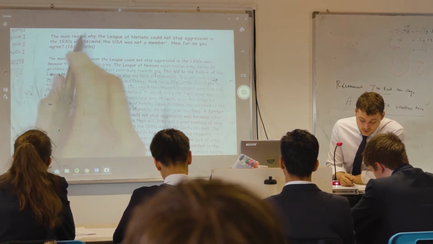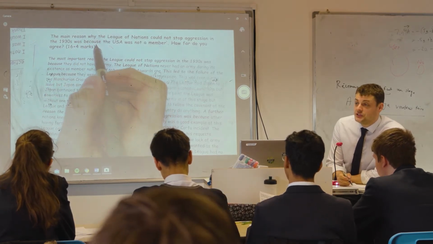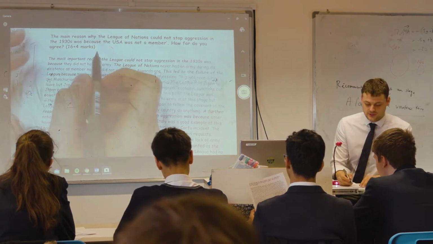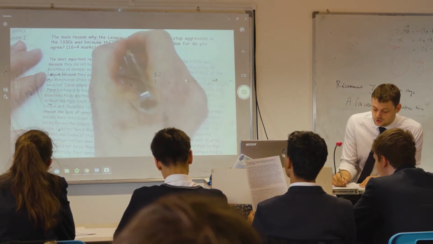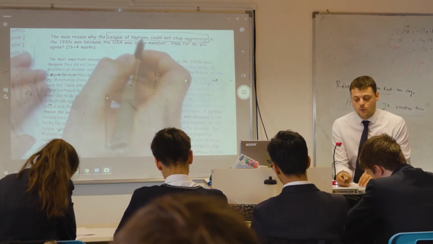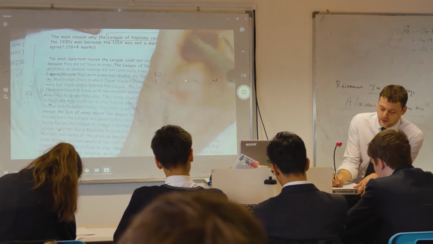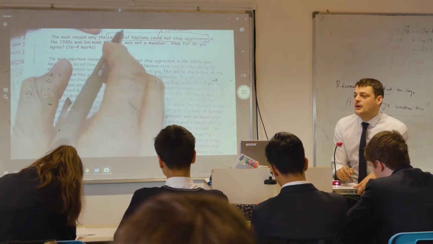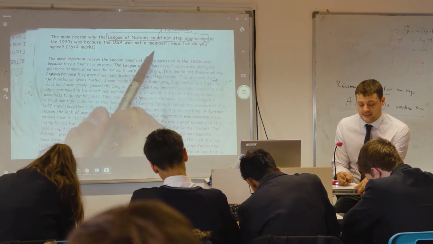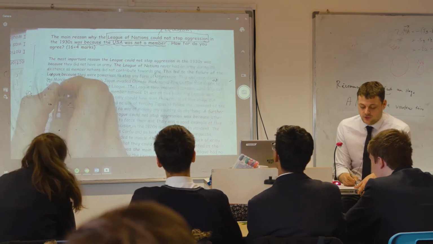So the first thing I would do is what we've just done and read the question and highlight some of the key parts of the question that are the most vital that I need to know about in order to answer it. So, League of Nations could not stop aggression is key because that is what I am answering. Why couldn't the League stop aggression? So that is the question, and I should always be thinking about that in anything that I write during this essay. Then, I'm given the factor here, USA was not a member.